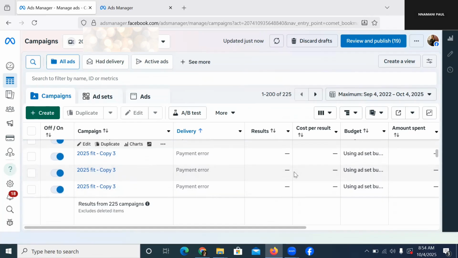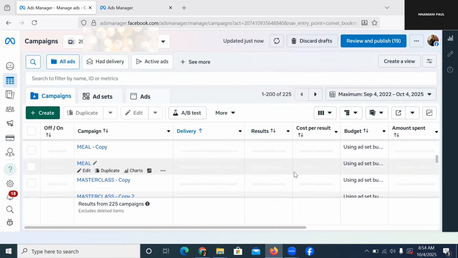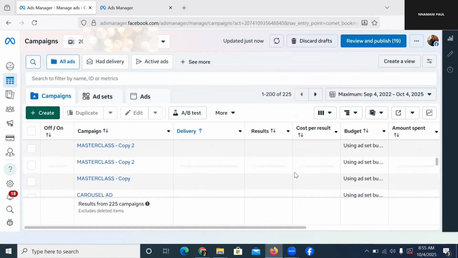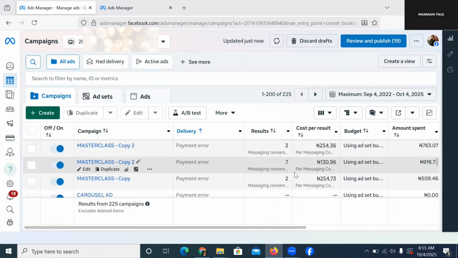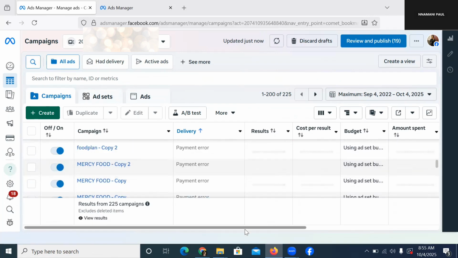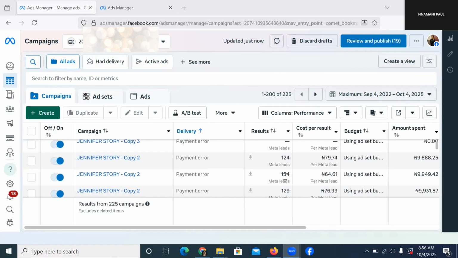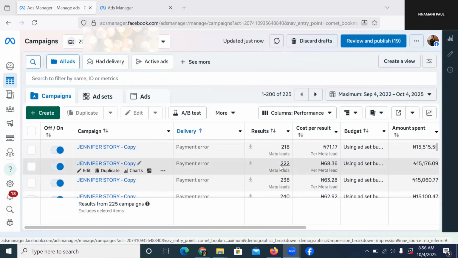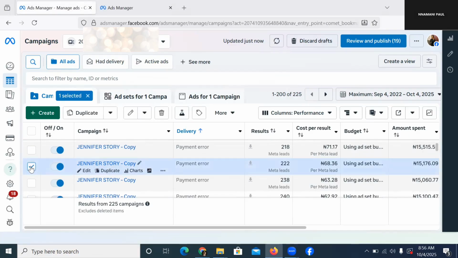I want to analyze the one that has bigger results so that from there we can see. Let me find a particular advert that gave me more than 1,000 results. So we're going to go with this particular one, the one that has given me 222 leads at 68 naira. So anytime you want to analyze this, you are going to select that particular campaign. Now, when we select it, we're going to come here.